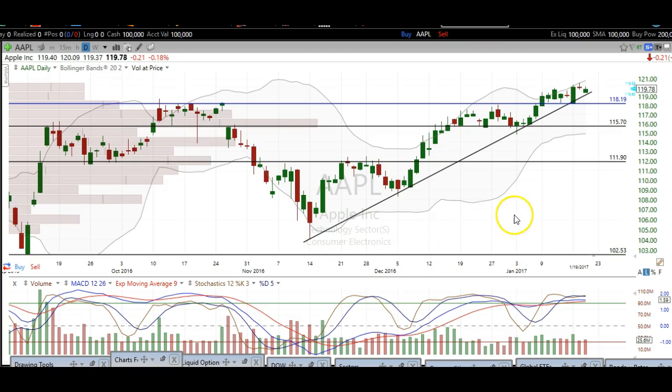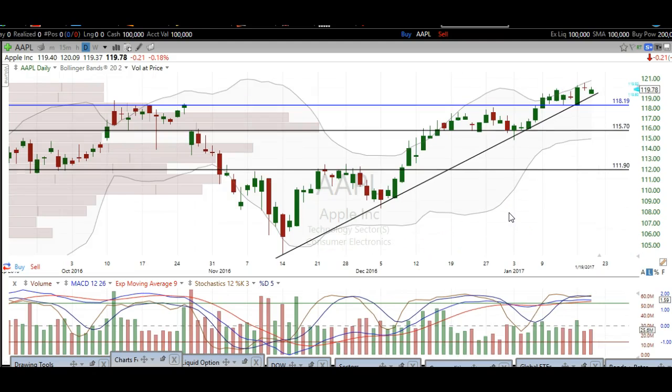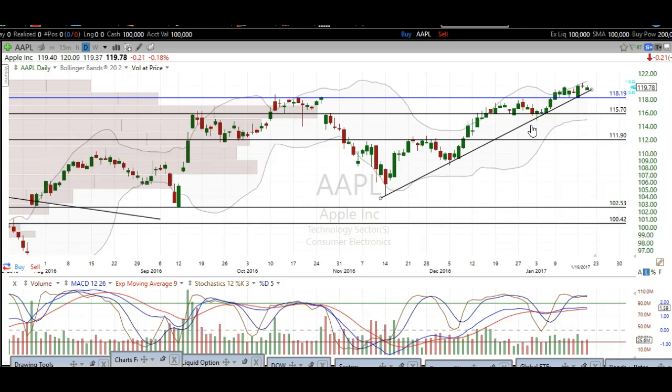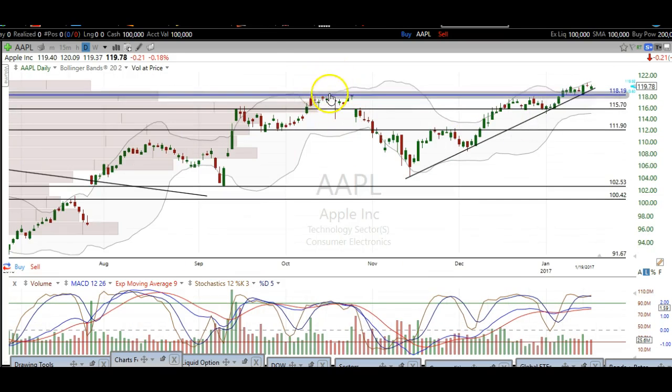We're going to take a look at Apple to start here. And Apple, I really want you to focus on this uptrend line that has given us a bounce many times. Started here in November, got a bounce here in December, January got a bounce right here, and right now we're sitting above this support right here.